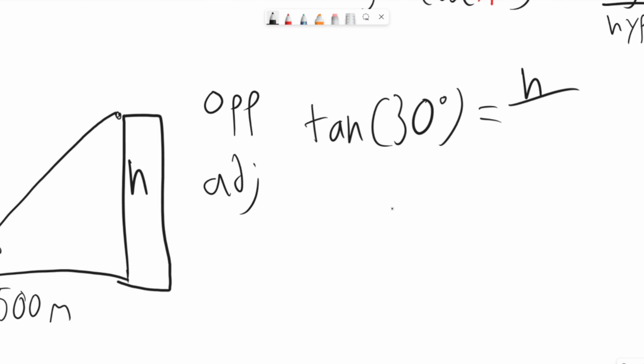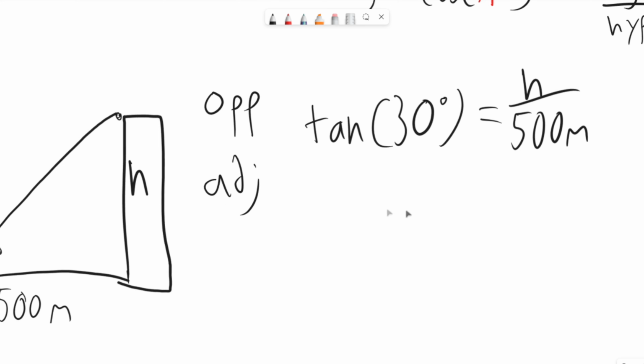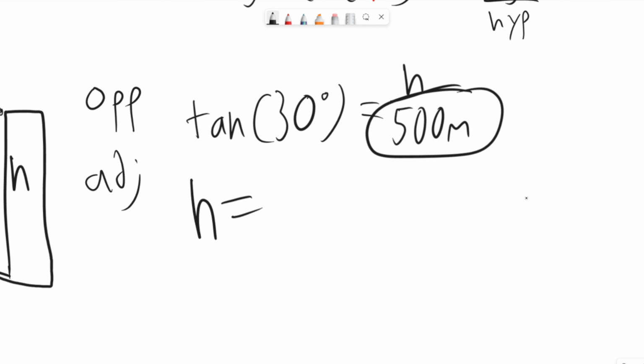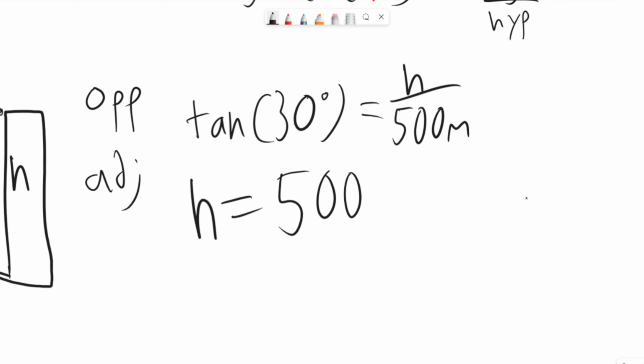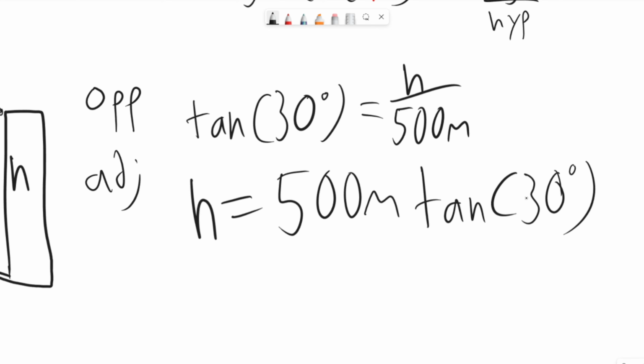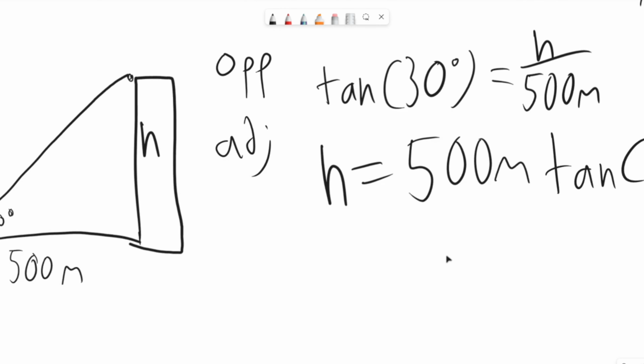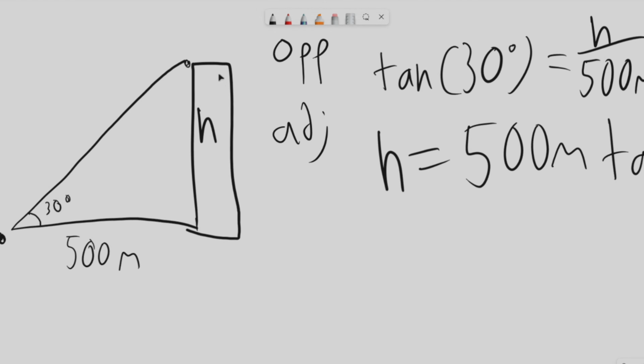And so it's opposite over adjacent, but we are given adjacent. It's 500 meters. So now if we want to solve for the height, we need to isolate the variable h. So h is going to be, we're going to multiply by 500 meters, and then that will be multiplied by the tangent of 30. Now the tangent of 30 isn't something you're going to calculate by hand, it's something you're going to put in your calculator. And then whatever this ends up equaling will be the final height of your triangle, or your tower.